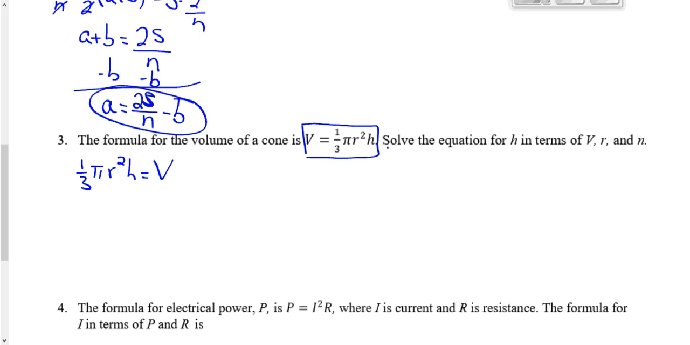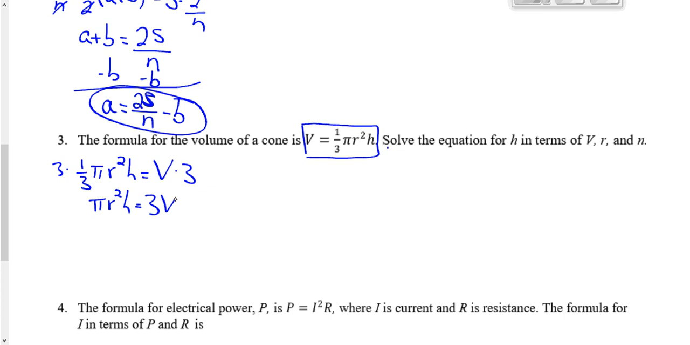Okay, what should we do? 1/3 times... let's multiply by 4. Yeah, let's start out with that, right? And then what does that leave us with? Pi r squared h equals 3b. Let's call it 3b. And I want the h by itself. It's currently being multiplied by pi r squared.